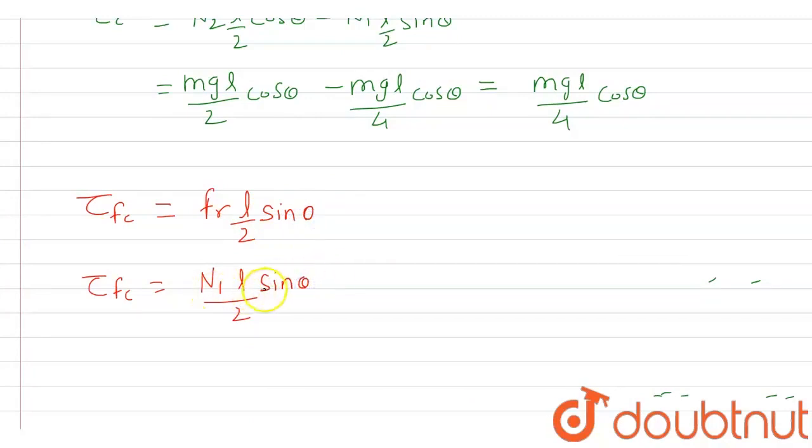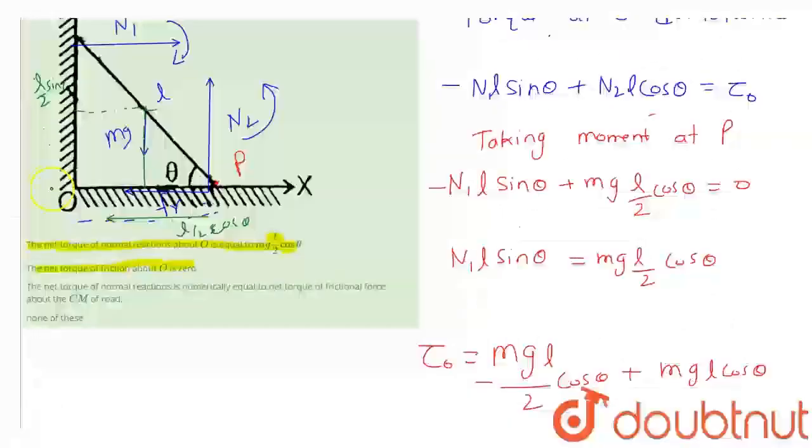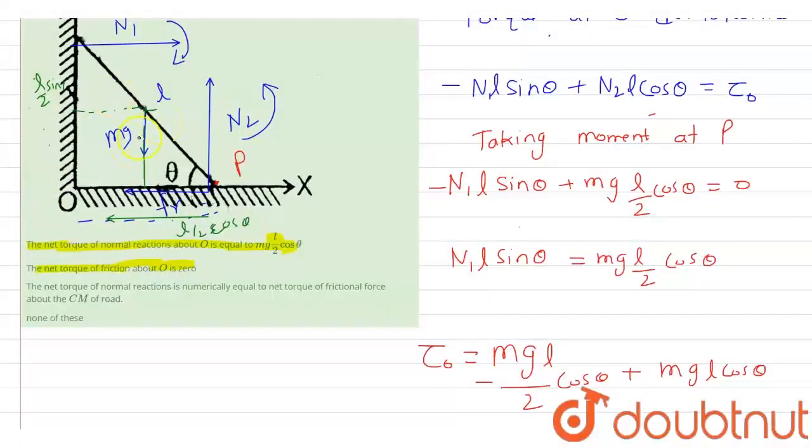When we replace N1 L sin theta by mg L by 2, the torque produced by the frictional force is also equal to mg L by 4 cos theta. So this value and this value are equal. We can say that the torque produced at the center of mass by the two normals and by the frictional force are equal. So with that, option 3 is also a right answer to this question. So this is about this question.